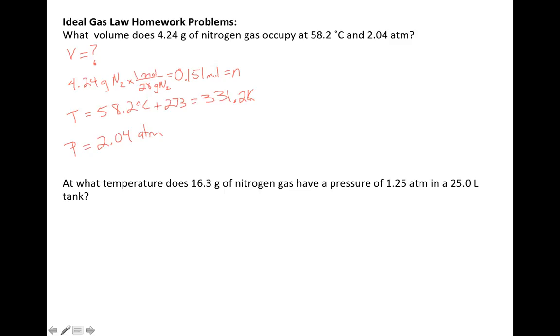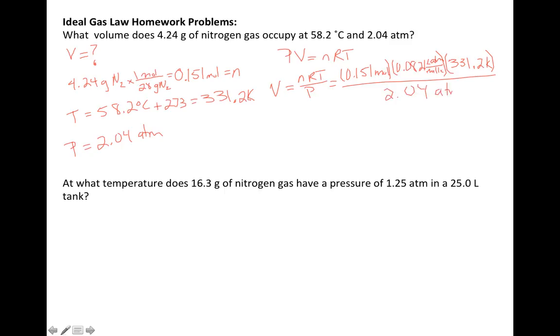So that's good. All right, so we're working with PV equals nRT. We want volume alone, so it's going to be nRT divided by P, and we can start plugging stuff in. So 0.151 moles, and R we know is 0.0821 liter atmospheres per mole Kelvin, and temperature is 331.2 kelvins.